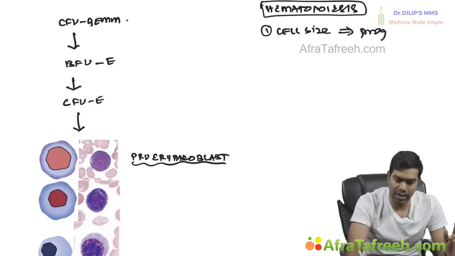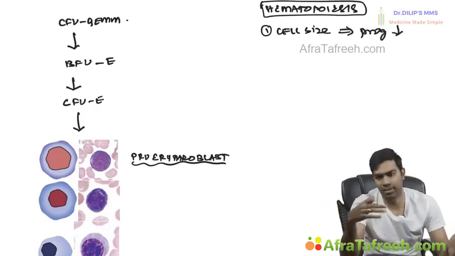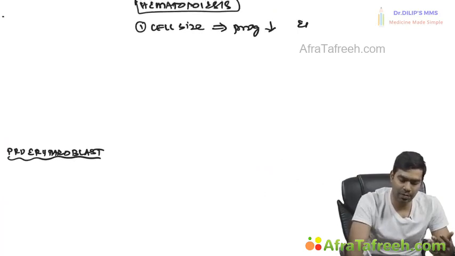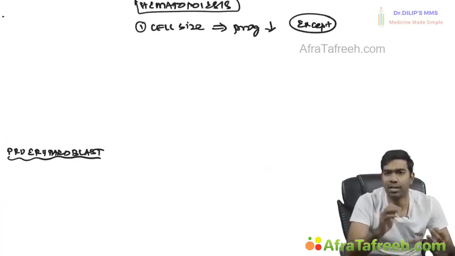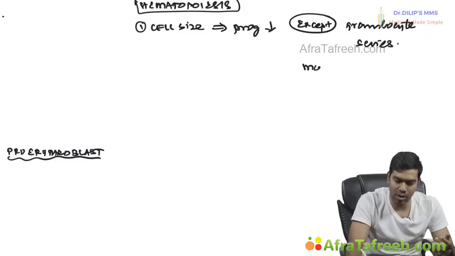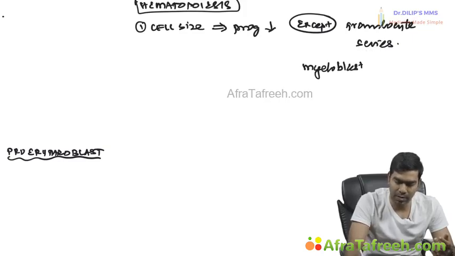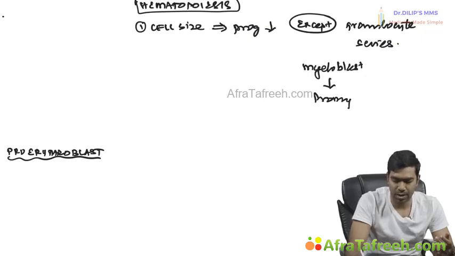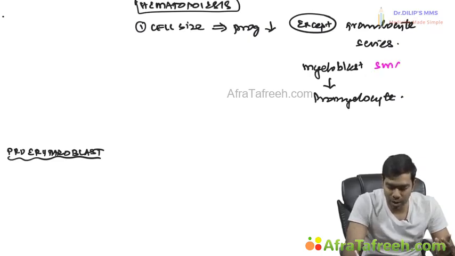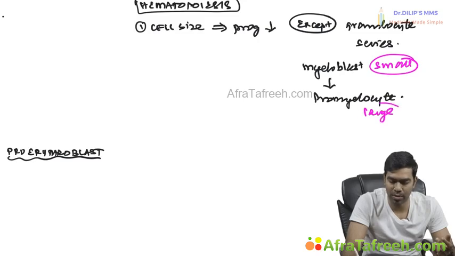Cell size is going to progressively decrease, which means as you move into subsequent successors of the precursors, the successors will have progressively decreasing sizes, which is very important. The only exception, if you ask me, for this phenomenon is in the granulocyte series. That too in only one area, where you get something called a myeloblast, which is a precursor. This myeloblast is a precursor which becomes a promyelocyte.